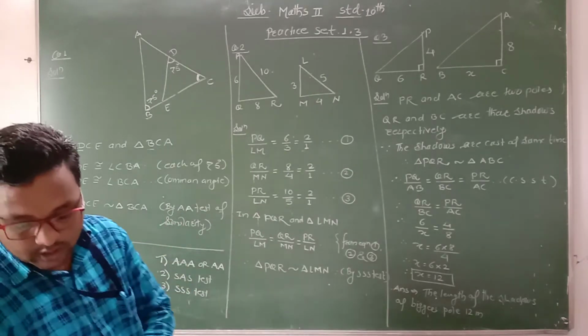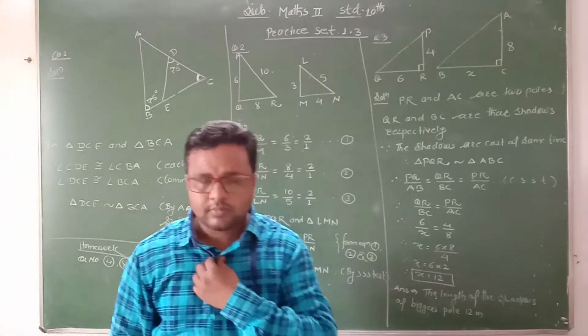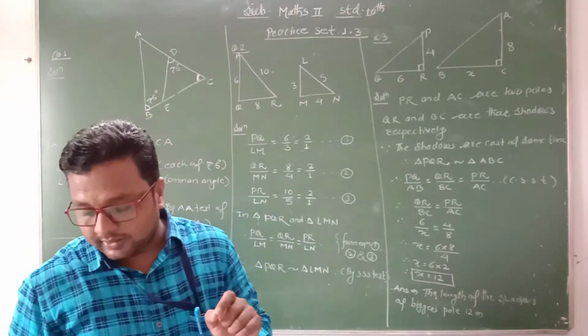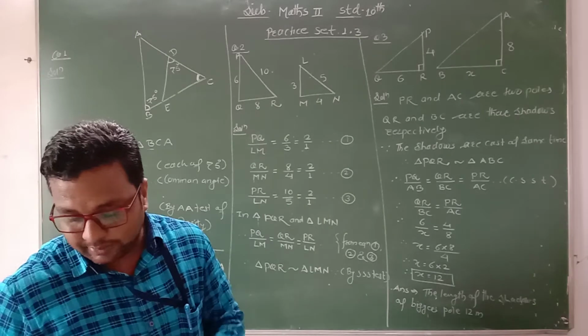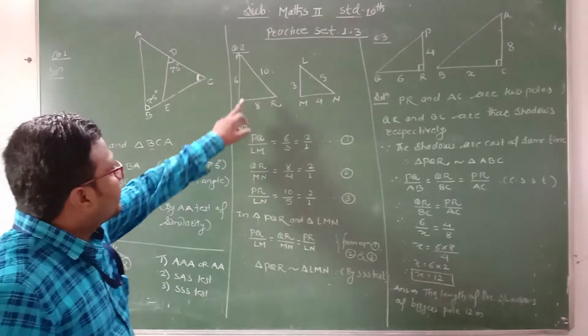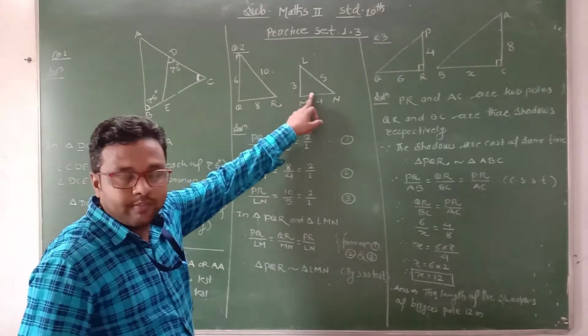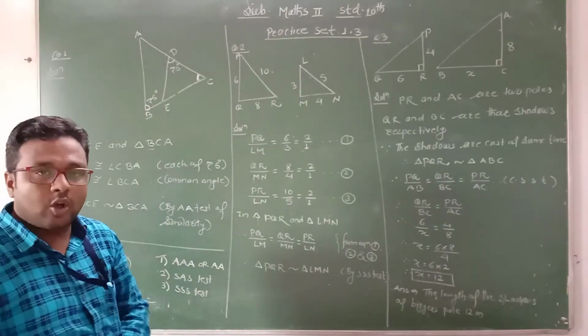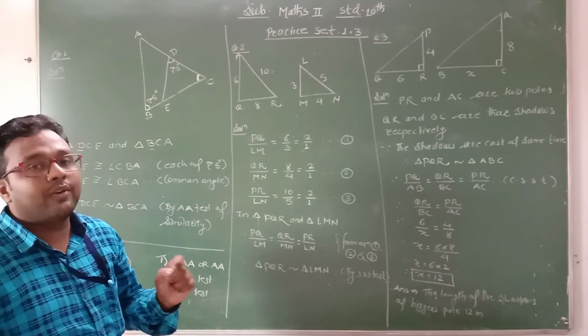Okay student, now see the second question. What is the second question given? Are the following triangles similar? If yes, then by which test? A figure is given, two triangles are given here. Here we have to prove whether these two triangles are similar or not. If it is similar, then by which test?